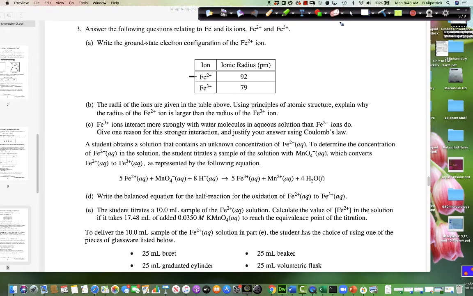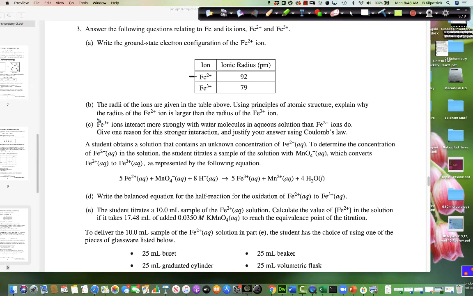Okay. The next question, iron with +3 interact more strongly with water molecules. Give one reason for the stronger interaction and justify your answer using Coulomb's law. Okay, Coulomb's law essentially talks about 2 different things. It talks about 2 charged particles being attracted to each other. So the 2 things that impact that attraction will be the charge, so what's the magnitude of the charge, and then also how far apart they are from each other. So the closer they are, the more attracted they are to each other. The bigger the charge, the more attracted they are to each other.